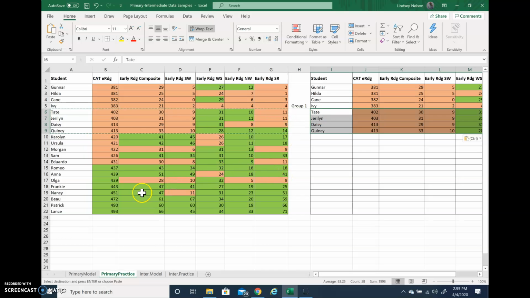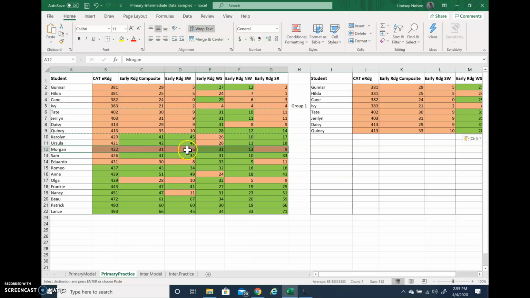But as I look further down in my data, I notice that there's another student who probably would best fit in group 2. I'm going to consider Morgan for a moment. Morgan has a 31 in her early reading composite, very similar to the scores I see up here, and quite a bit lower than some of the other students who are right around her.